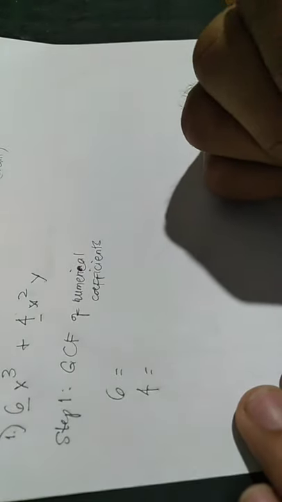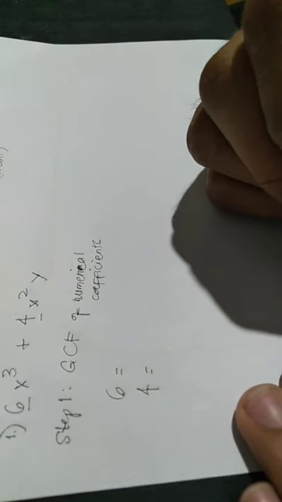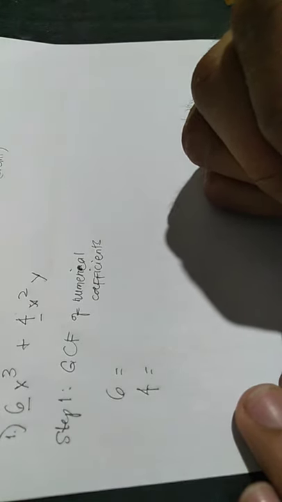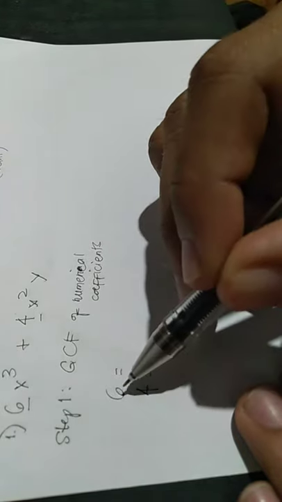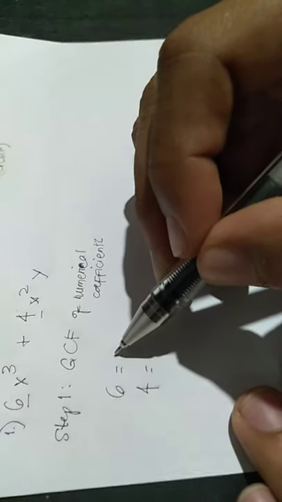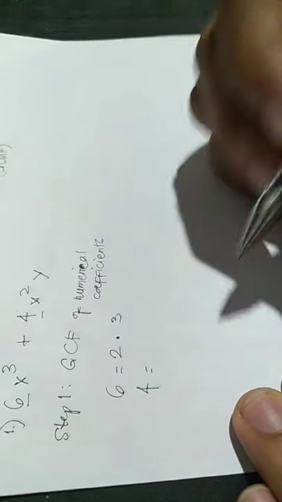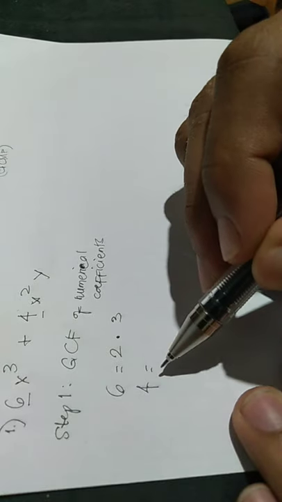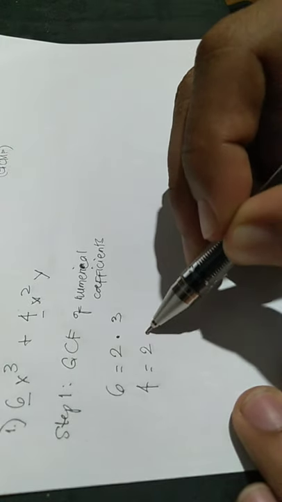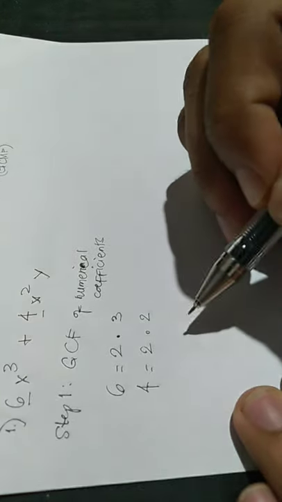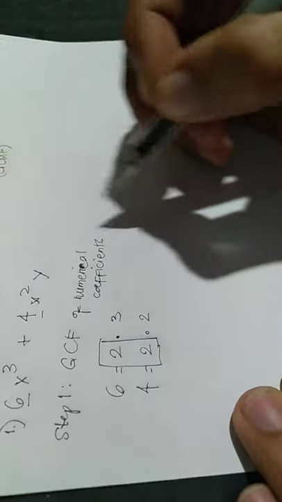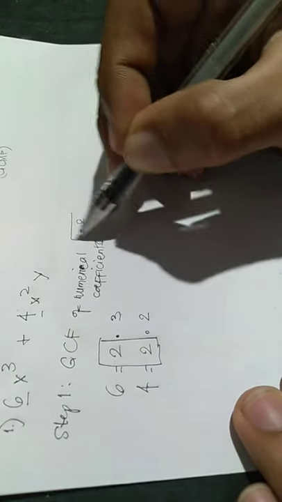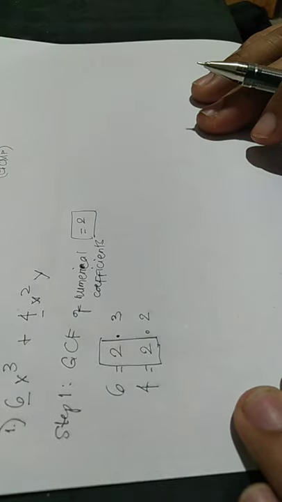Simply determine the multiples of the numbers. The numbers that, if you multiply them, will give you 6. So these are 2 times 3. For 4, it's simply 2 times 2. The greatest common factor is 2. So your GCF is 2. That's for step 1.